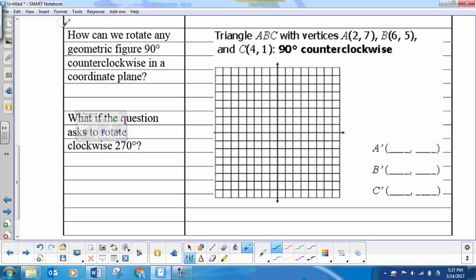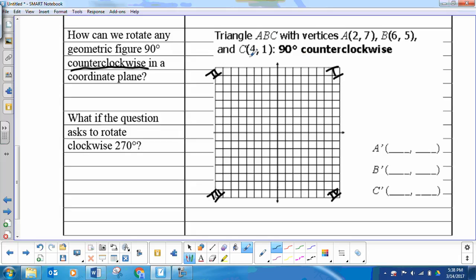Right, so now that we have some rules to use for rotations, let's go ahead and see how this looks. The question on the left says, how can we rotate any geometric figure 90 degrees counterclockwise in the coordinate plane? And as we discussed, we're using the term counterclockwise here, but it should be implied that when we are rotating, we always go counterclockwise, and it works the same as the way our quadrants work.